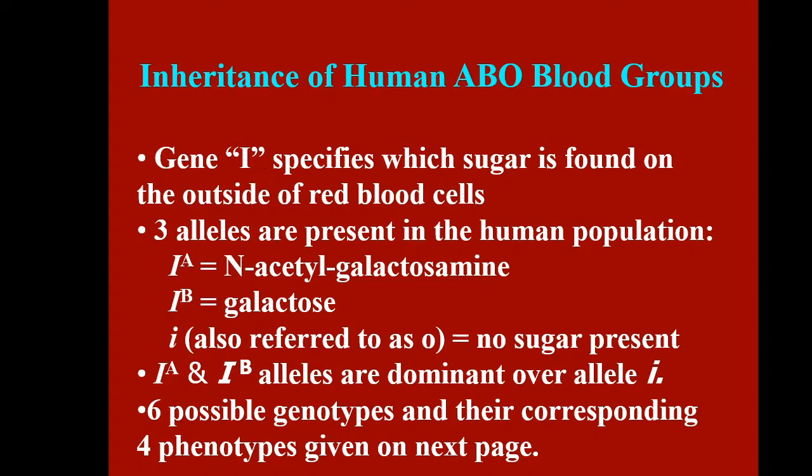Now the 3 alleles are present. You can see here IA, which forms the A antigen, IB, which forms the B antigen, and here is the small i. That means no antigen will be formed, no sugar will be formed on the surface of RBC. And remember one thing, as we have seen in Mendelian inheritance, there are some dominant alleles and some recessive alleles. So IA and IB are dominant alleles over the small i. So in this condition there are 6 possible genotypes and 4 possible phenotypes.